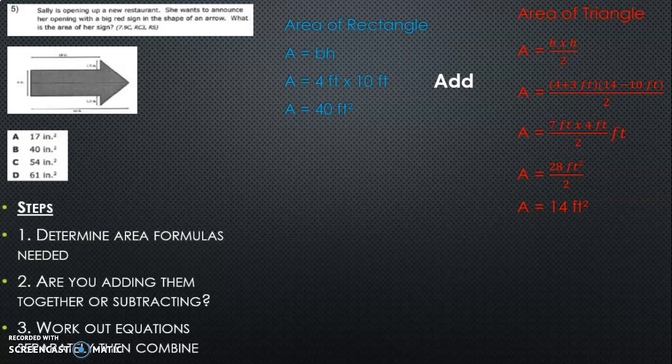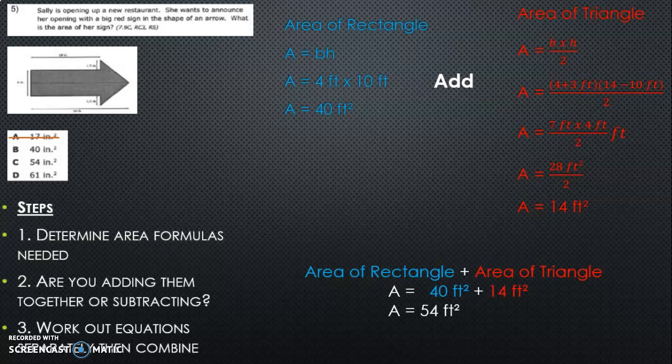Now we add them together. So area equals the area of the rectangle plus the area of the triangle. So 40 plus 14, which of course gives you 54. So that means that your answer is C.